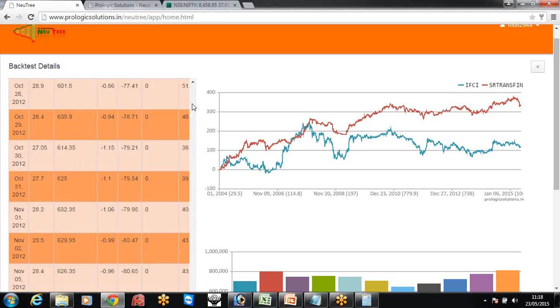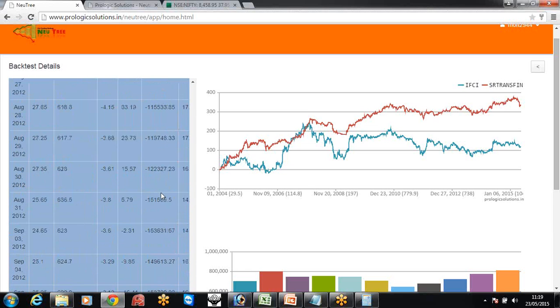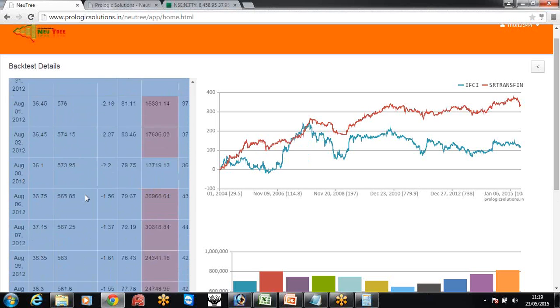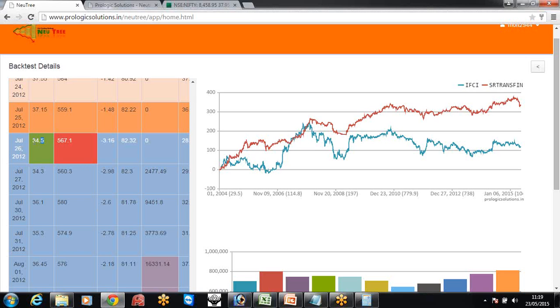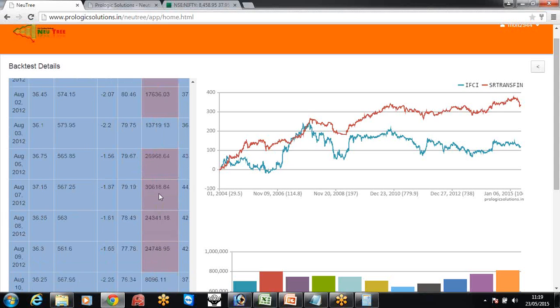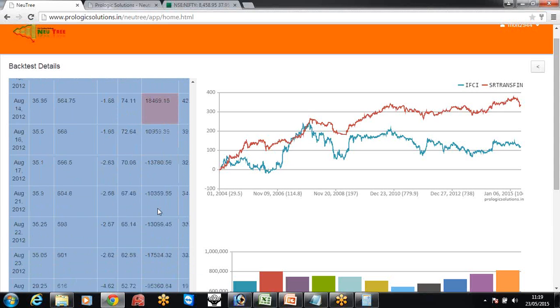Let's see some trade which has gone into loss. So this is one trade which has gone into loss. But in case you just go back and see, we had IFCI buy, we had SR Transfin short. It gave you profit here, 16,000, 17,000. The expected profit of 20%, it has already given you within a span of 4 or 5 days. It gave you even 30,000, 24,000, and then it went into losses.